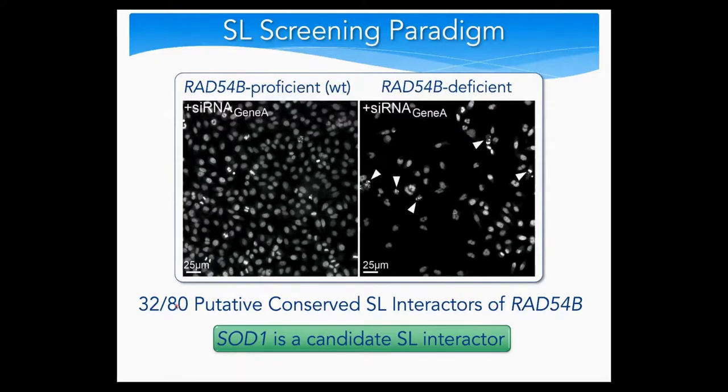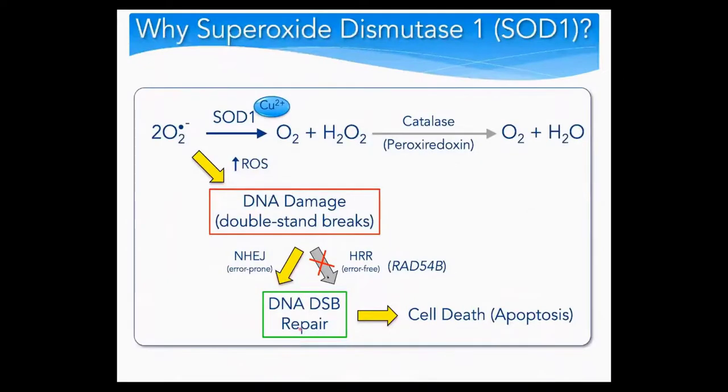So in this initial screen, out of the 80 genes that were screened, 32 of them gave a putative hit as far as this type of relationship. And Sajesh elected to pursue SOD1, or superoxide dismutase 1, as one of those candidate new drug targets. Well, why did he choose superoxide dismutase 1?